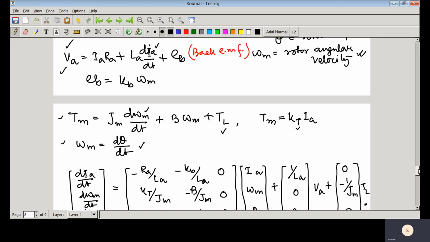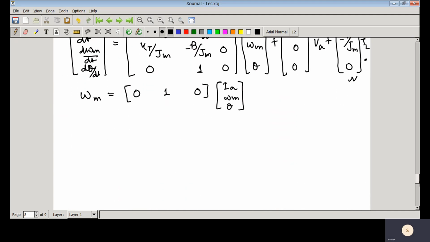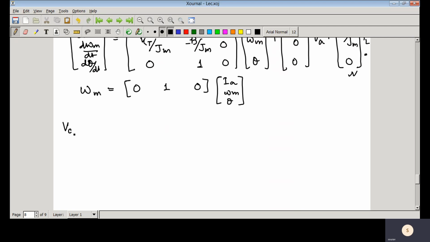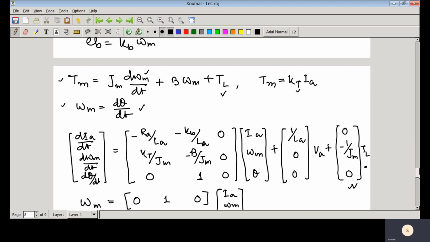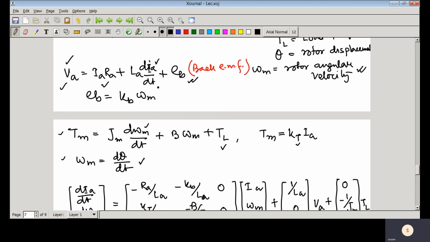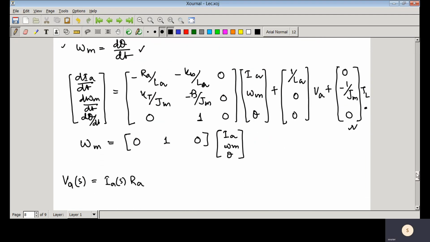How? If we take the Laplace transform of this particular equation, we get VA(s) equal to IA(s) into RA, then LA s IA(s). We assume that all initial conditions are 0.